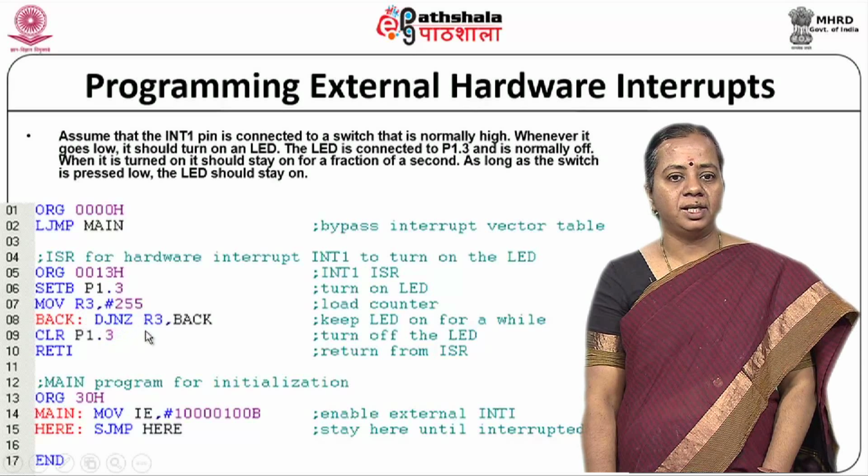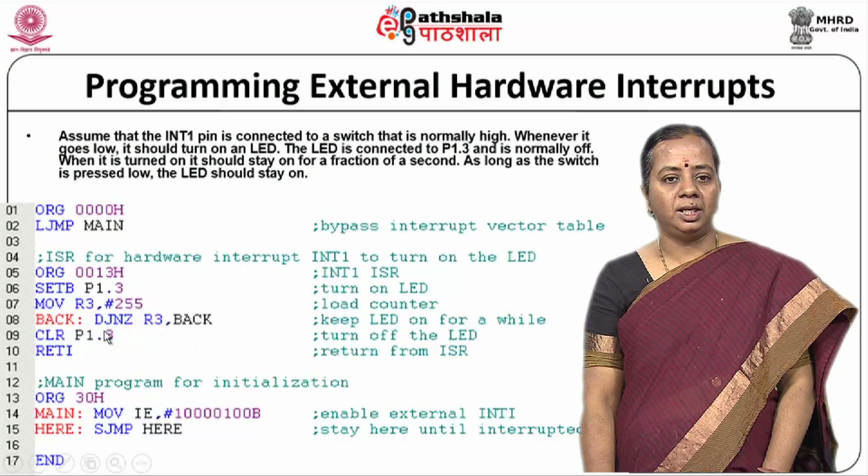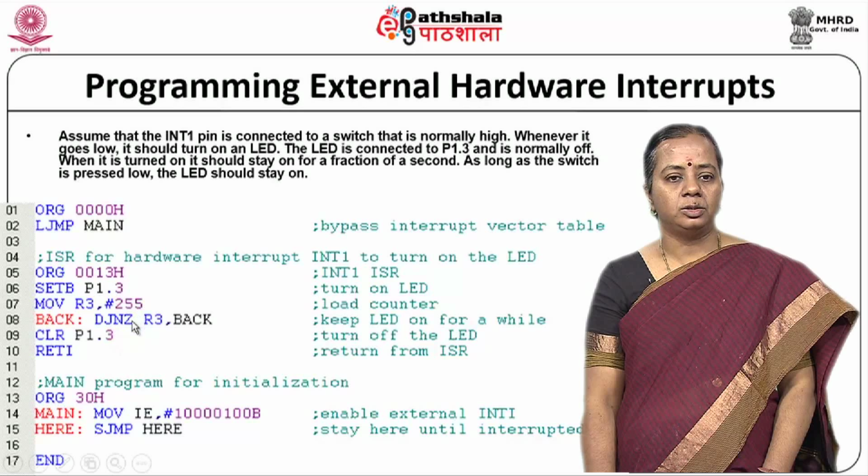Now, DJNZ R3, back: what it says over here is R3 is decremented by 1, and it checks whether it is 0 or not. If it is not, it goes back. So, from 255 to 0, that many times this particular statement is traced. By that time the system is idle. Up to that particular time P1.3 is equal to 1.